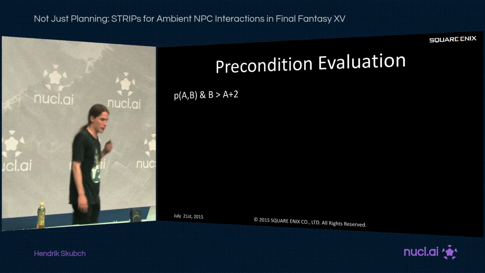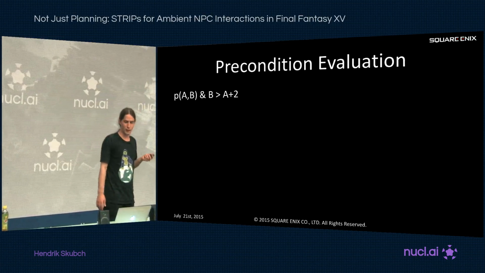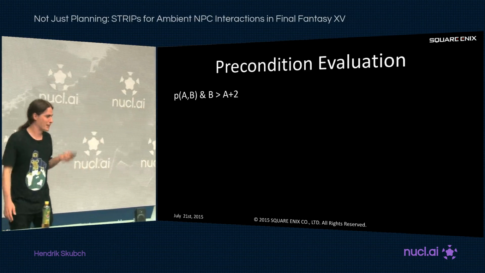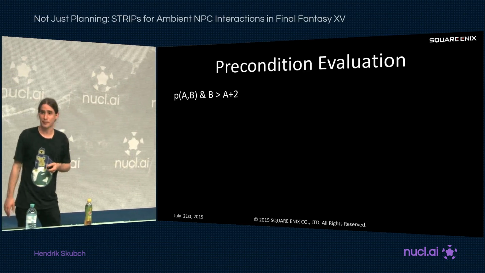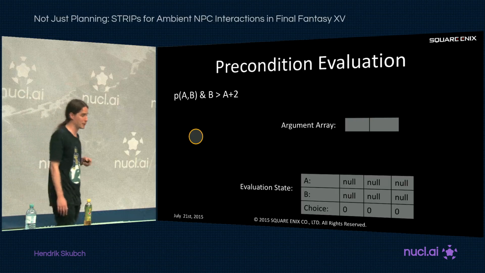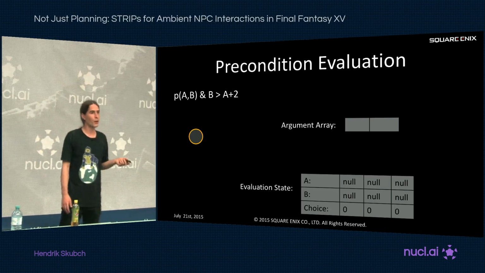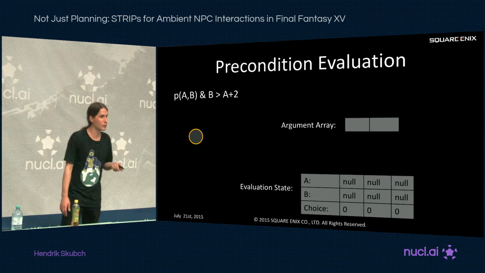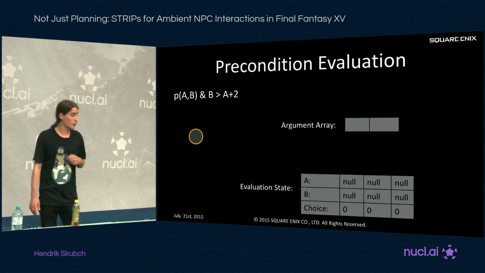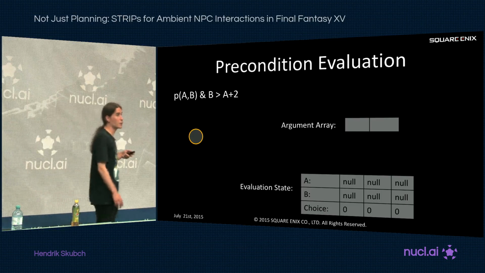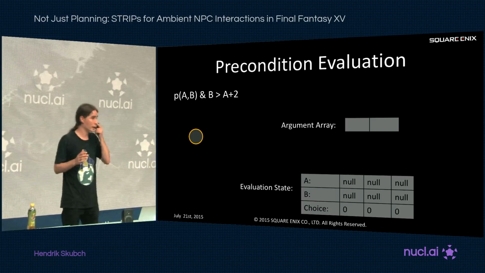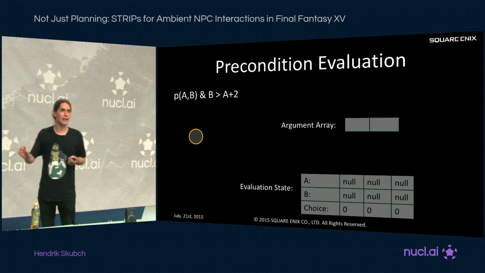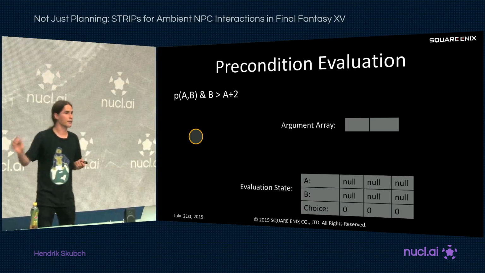Take this incredibly boring looking formula, P(A, B) and B larger than A plus 2. I tried to come up with something interesting, but this will do. So firstly, we initialize a couple of data structures on the stack. We need an array to hold arguments to predicates, and here the largest number of arguments is 2, so that array has 2 elements. And we need an array that holds our evaluation state. That is the values that we assign to variables, plus a little integer that keeps track of where in the backtracking search we are.